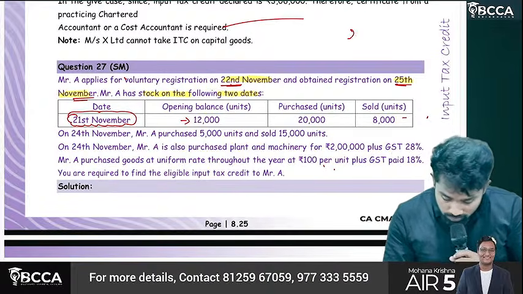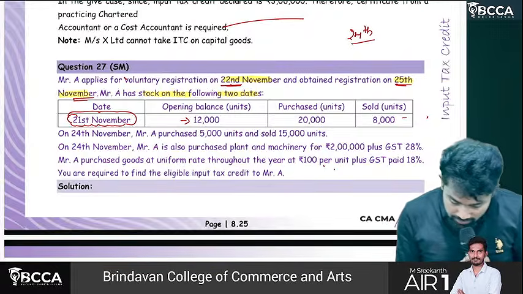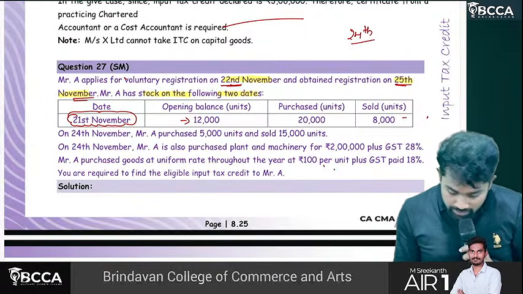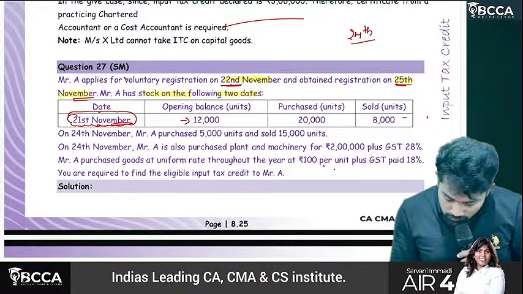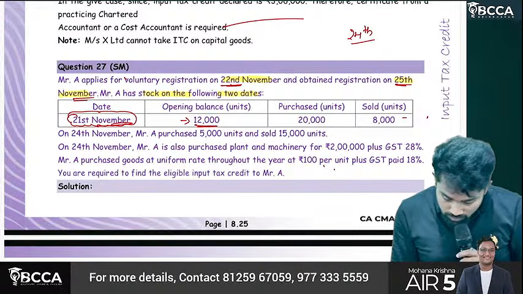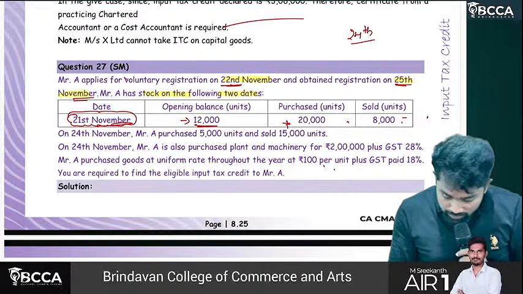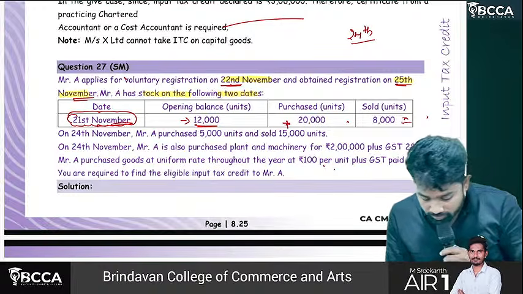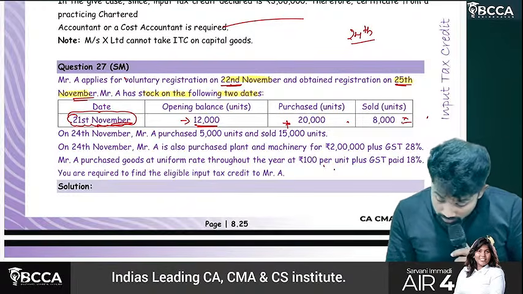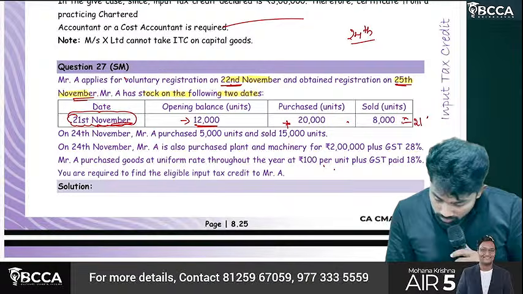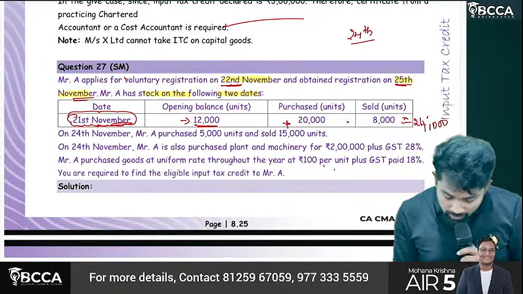So 24th. But they have given closing stock on which day, sir? 21st. And what is the opening balance on 21st? 12,000, purchased 20, so total 32, minus sold 8. What is the closing stock on 21st, sir? 24,000.